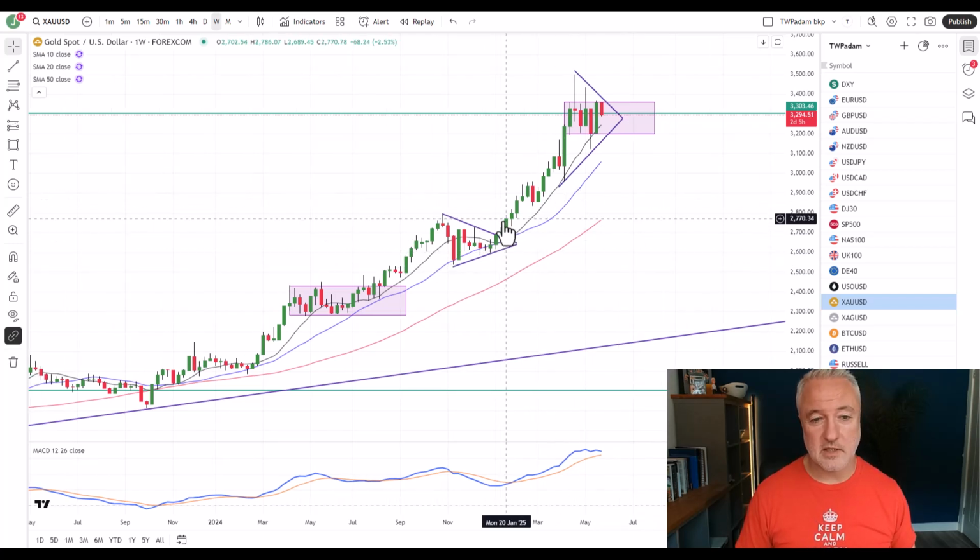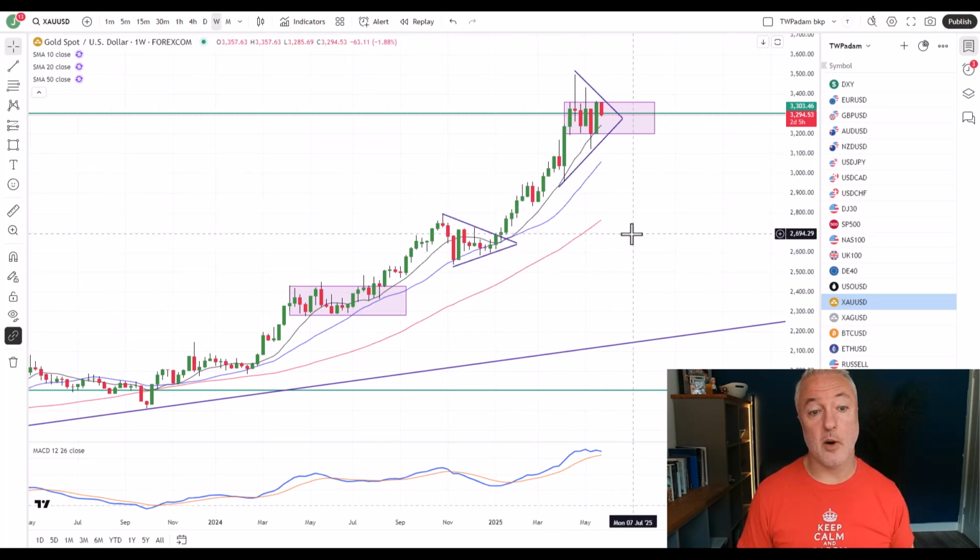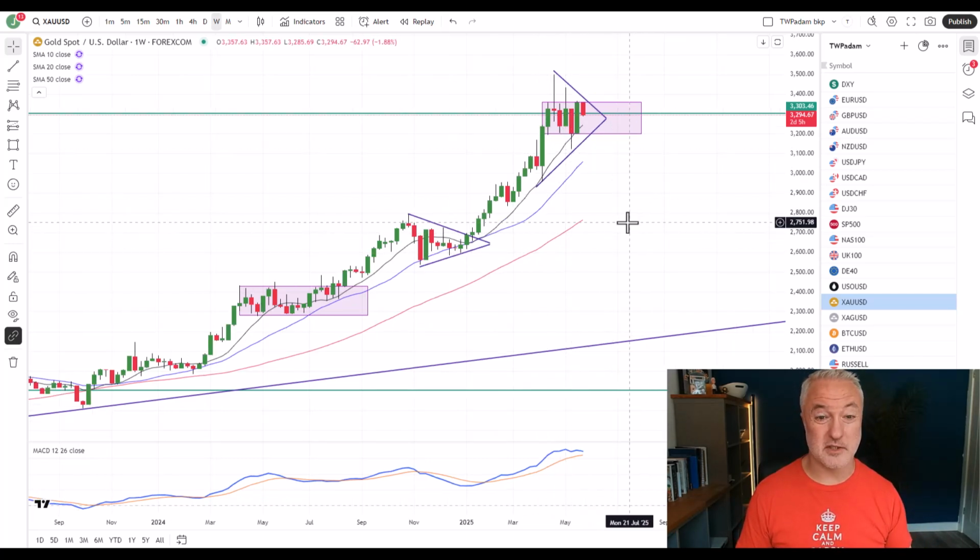What I was going to say is periods like this when the market's moving are much easier to trade, whether you're a day trader or a swing trader, whether you're trading on the lower time frames or on the higher time frames. And at the moment, the market's incredibly choppy.